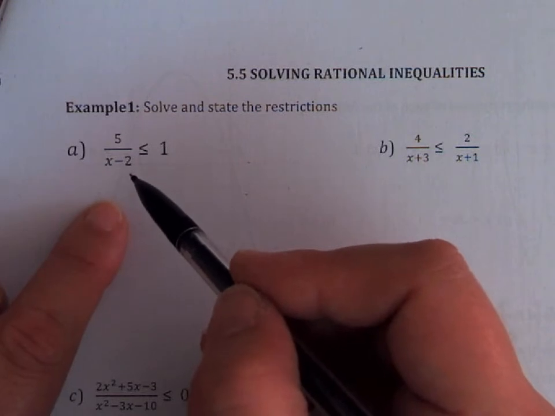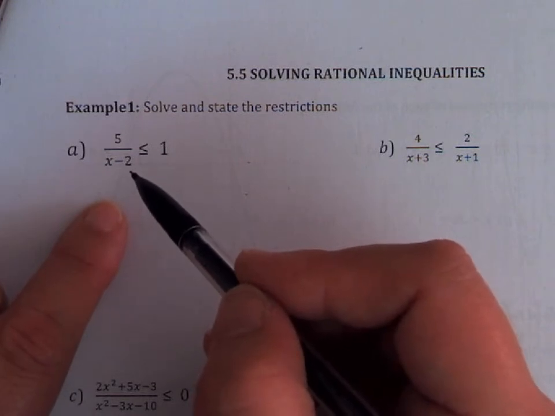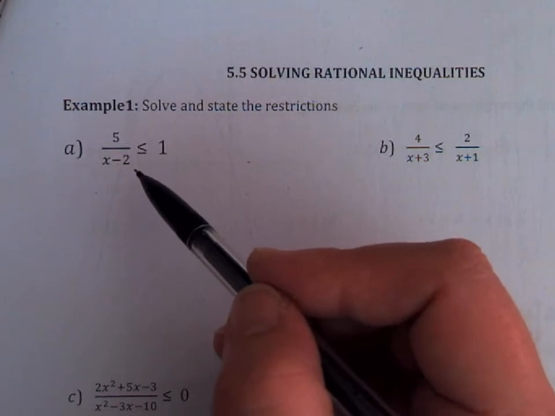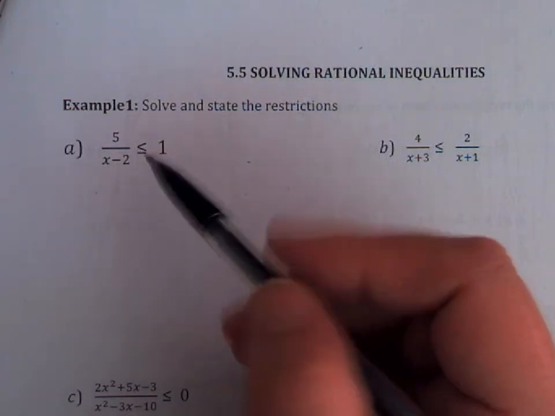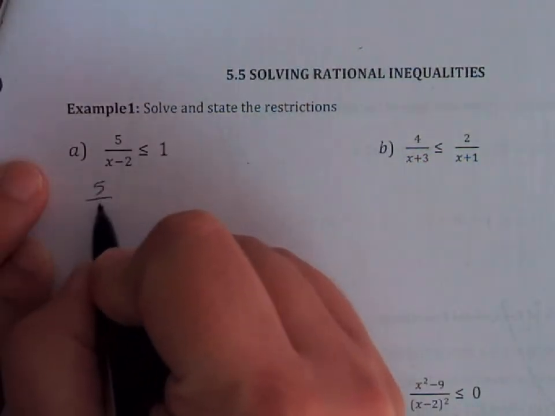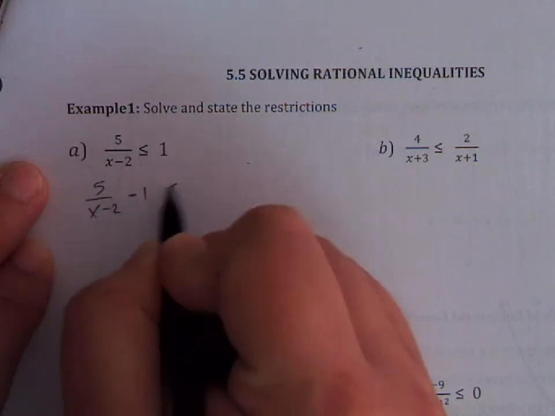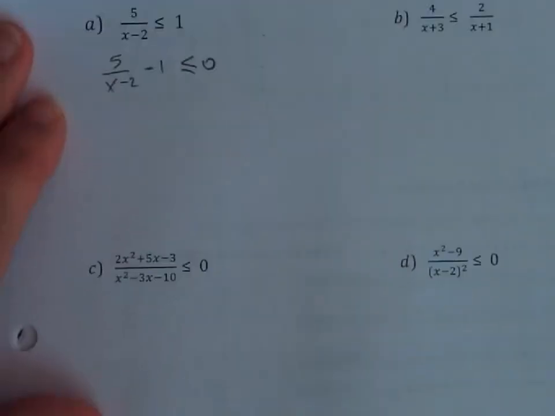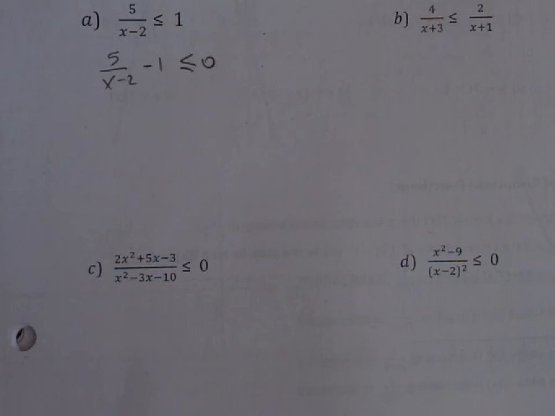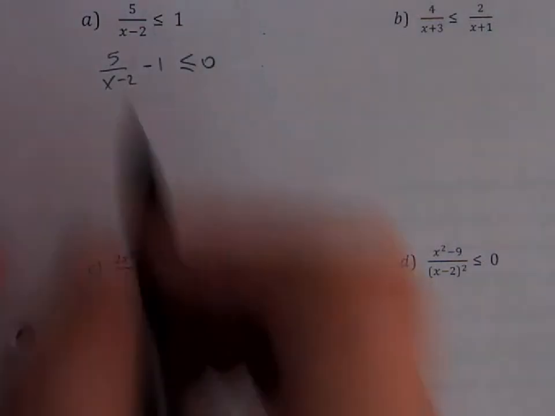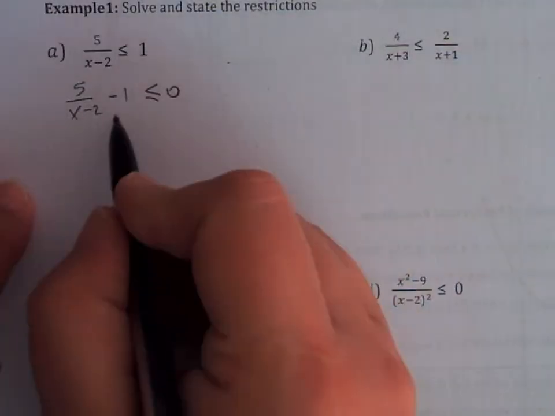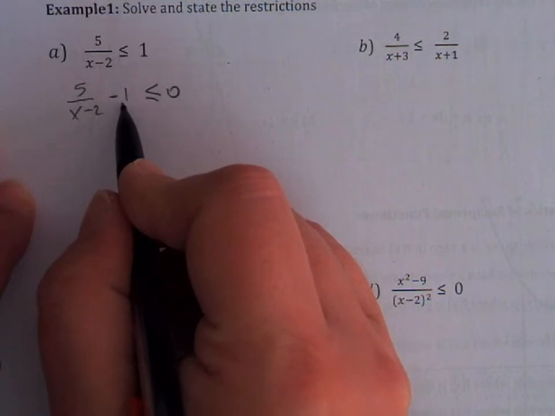What are we going to do? We're going to collect everything on one side and make one side equal to 0. Okay, so that is the first step. So we get 5 over x minus 2 minus 1 less than or equal to 0. Then we are going to have a common denominator and collect, right? Do the subtraction. So x minus 2, we are going to multiply 1 by that.